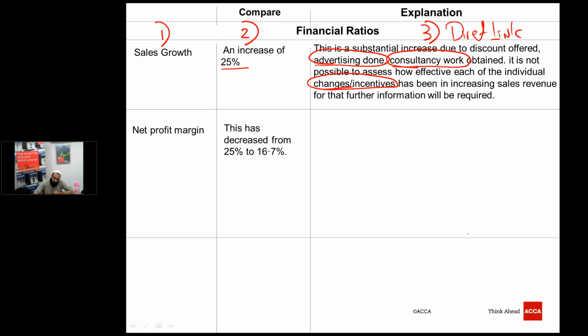Net profit margin. And just understand the mind-blowing technique I'm telling you. Margin decreased from 25 to 16.7. So this is how you are comparing here again. What are the reasons? I need your suggestions. Can you create any direct link with the scenario? Is there any reason clearly mentioned in the scenario that you can say is the reason for the decline in net profit margin? Quickly, I need your answers. Please be with me. Come on, tell me the reasons.